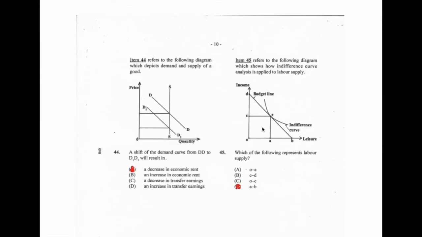44 says a shift in demand curve from DD to D1. D1 will result in a decrease in economic rent. And lastly, 45 says, which of the following represents labor supply? Labor supply refers to D, A to B.